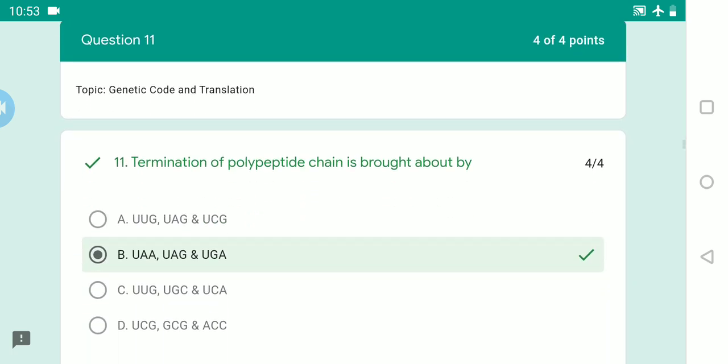The next question, termination. The termination of the polypeptide chain is brought about by, while we are discussing codons, just now I told you, out of 64 codons, 3 are nonsense codons. They are also known as terminatory codons. That means they stop the process after the particular protein synthesis. So there are 3 terminatory codons, or nonsense codons, related to the stopping of the process, that is UAA, UAG and UGA.